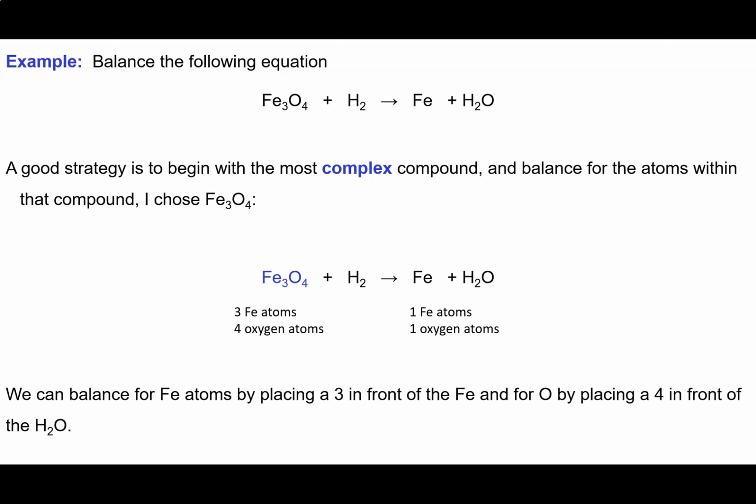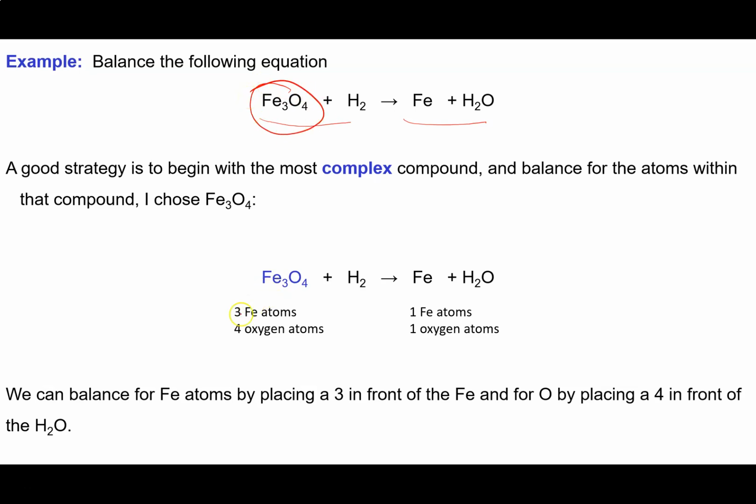So let's have a look at a moderately complex balancing problem. It says balance the following equation, and here are our reactants, here are our products. What I'm going to do is generally begin with the most complex compound and balance for all of the atoms that are present in that. So the one that has the greatest variety of atom types. And I'm going to start in this case with this one.